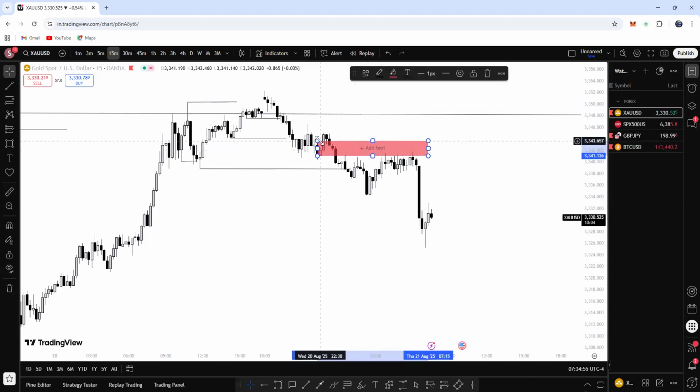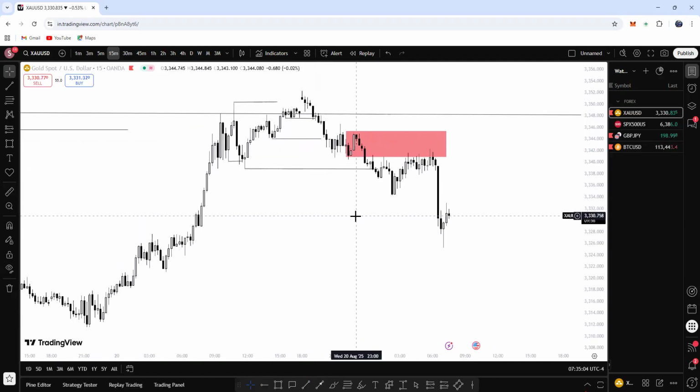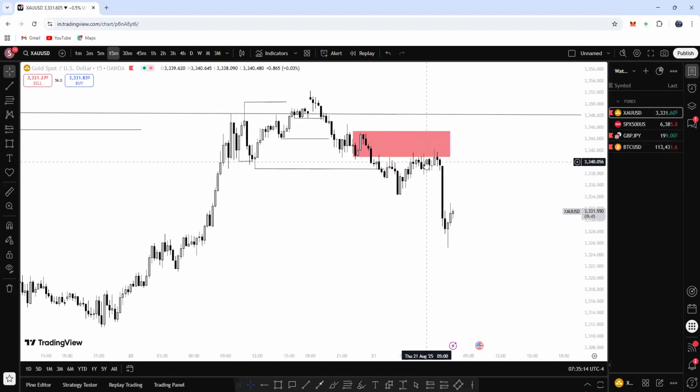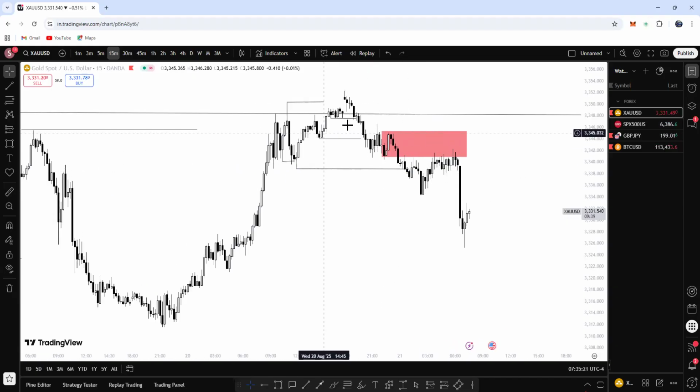It's still there. You can use the whole of this zone if you are confused. This is your zone. On a lower time frame, you can still sell from here. You can still sell from here on a lower time frame. So it works all the time, guys. It works.